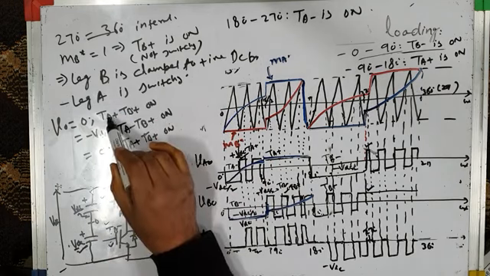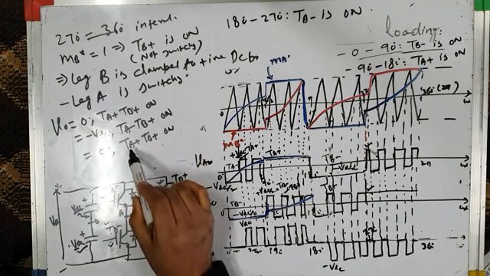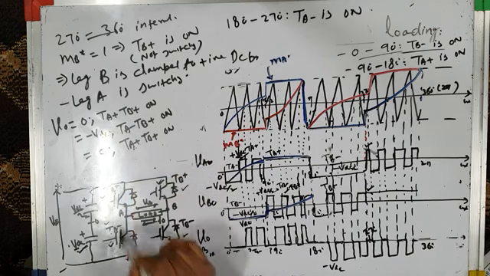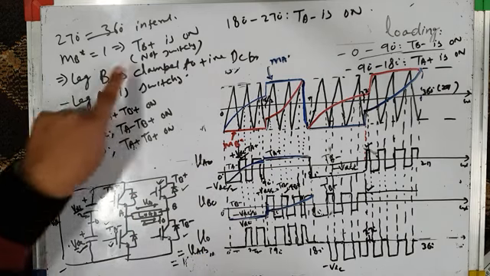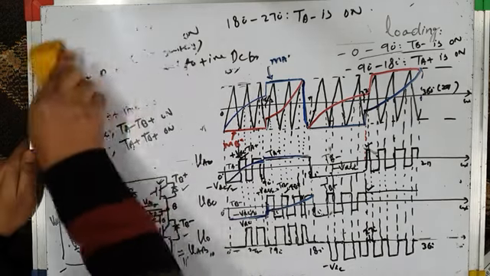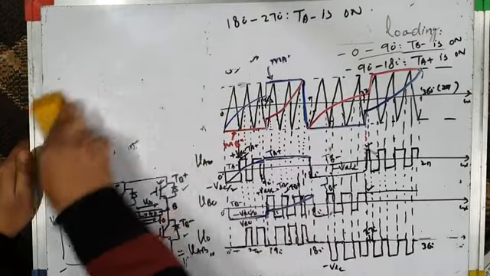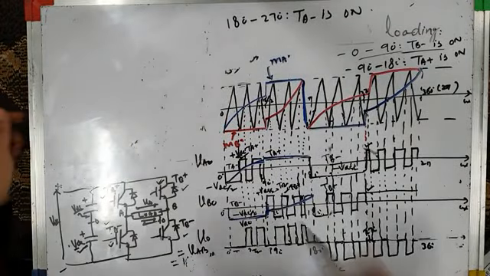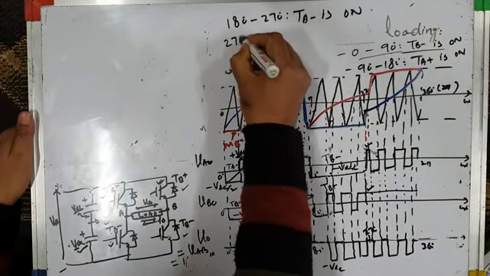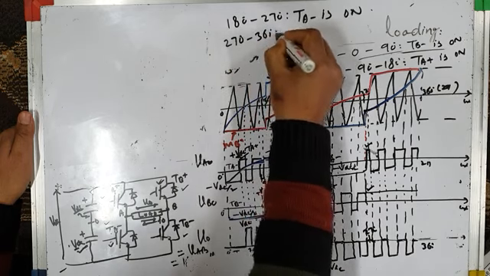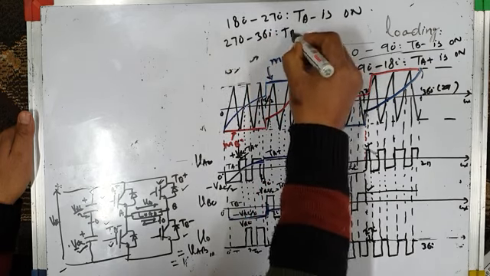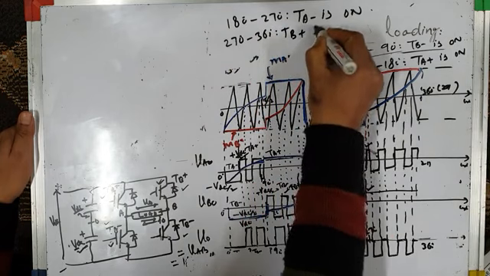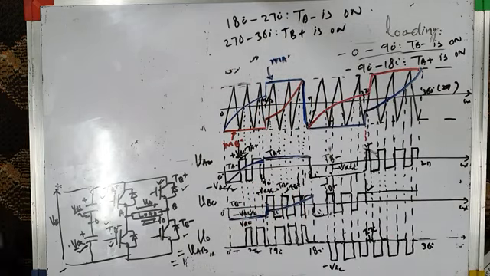You can see first TA plus is on, then TA minus is on, then again TA plus is on, then again TA minus is on. So leg A is switching. Therefore, which switch is permanently on for the 90 degree interval during this period? TB plus is on. It is not switching. So during this interval, that is 270 degrees to 360 degrees, TB plus is on.